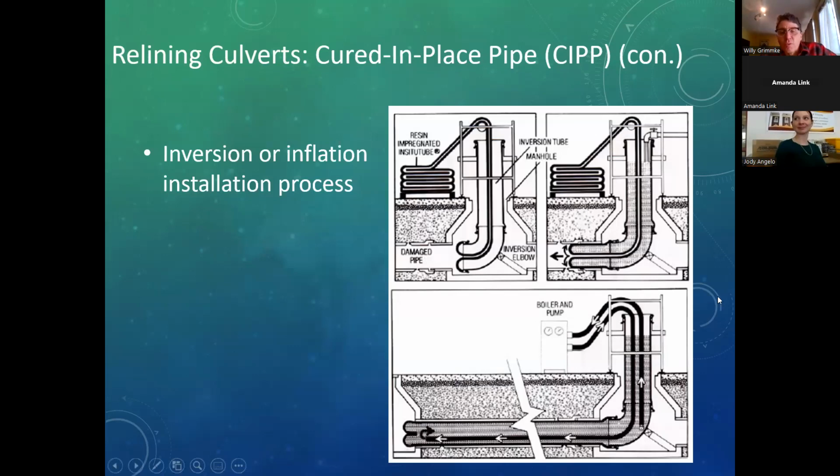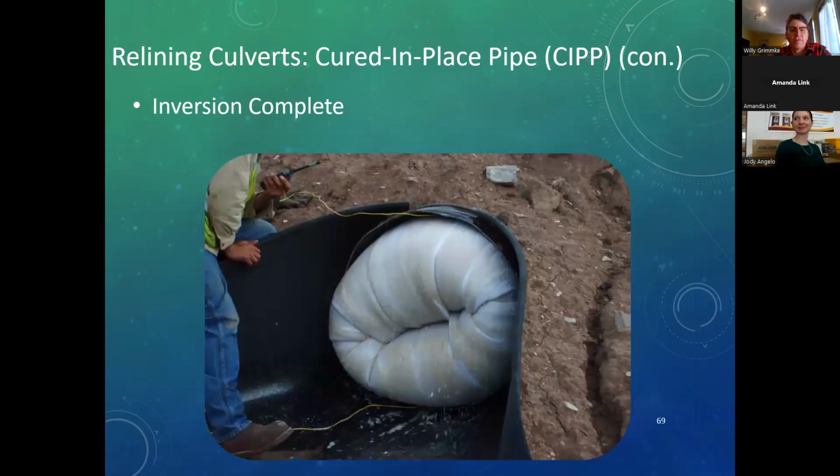This is a waterborne illustration here in the photo where you've got the resin impregnated tube and it's inside out, and as it's put in place, it's filled with water and the water just pushes it into place, and the hydrostatic pressure keeps it against the old pipe. The water is then heated, so it's cured, and then you have a new pipe in place. That's what the back end looks like as the inversion process is being completed.